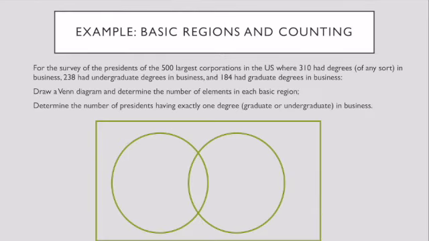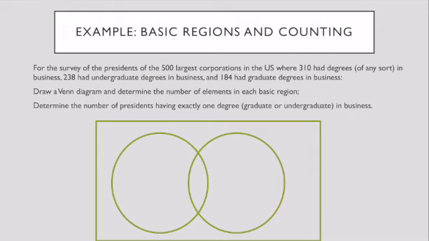So let's practice counting with this. For the survey of the presidents in the 500 largest corporations in the United States, 310 had degrees of any sort, 238 had undergraduate degrees in business, and 184 had graduate degrees in business. Okay? I want to use this Venn diagram to label our regions. And the first thing I need to do is determine the number of presidents having exactly 1 graduate or undergraduate degree in business. So remember, for this, we use the principle of inclusion-exclusion.